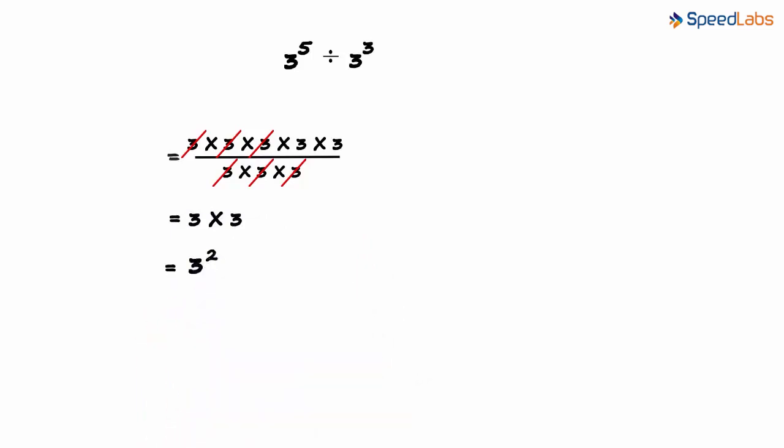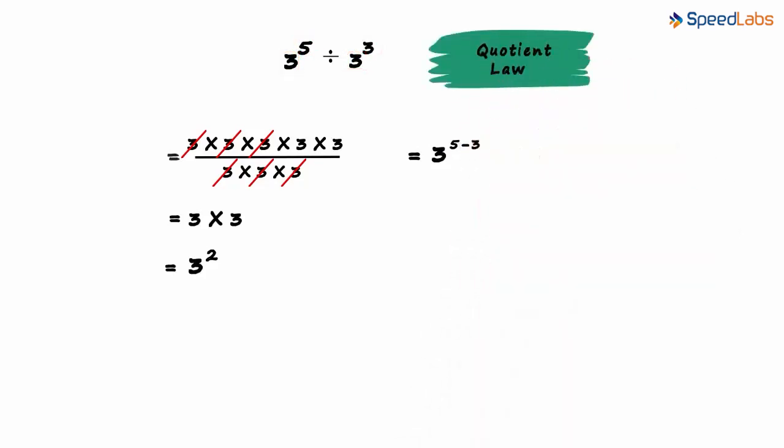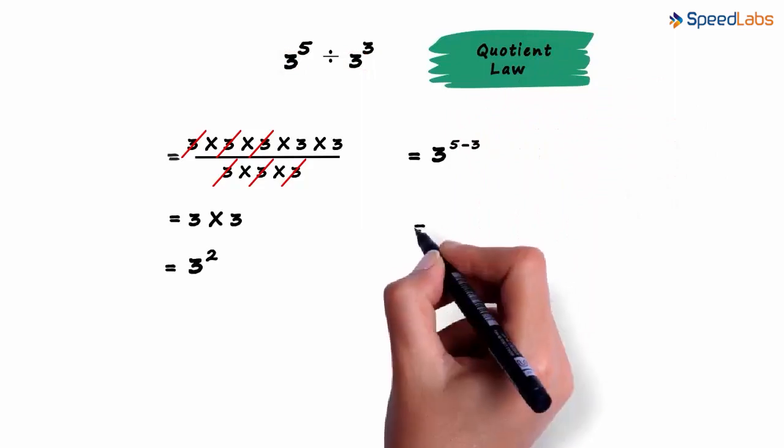Now let's look at a simpler way. The base in both the cases is 3. So we can directly write 3 raised to 5 divided by 3 raised to 3 as 3 raised to 5 minus 3. So we kept the base as 3 and subtracted the exponents over the base. This method in which we can subtract the exponents of two numbers with the same base is called the quotient law. This also gives us the same answer, 3 raised to 2.